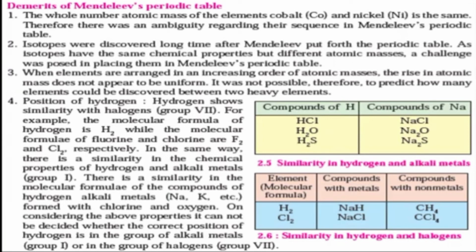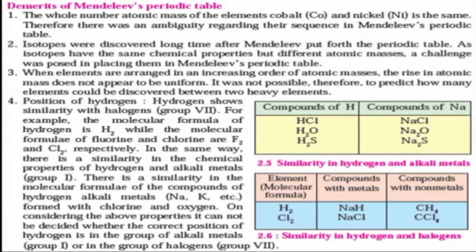Later on, isotopes were discovered. The isotopes had the same chemical properties but different atomic masses. So it was the biggest challenge for the placement of the isotopes in Mendeleev's periodic table. Since the elements were arranged in the increasing order of their atomic masses, the arrangement wasn't uniform, as it was unable to predict how many more elements were yet to be discovered between the two elements.